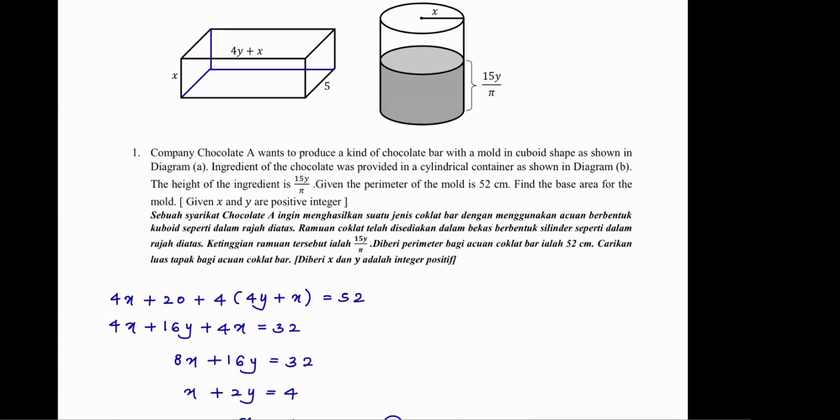I read the question again. The ingredient of the chocolate was provided in a cylindrical container. It shows in the diagram B. The height of the ingredient is 15Y over pi. Given the perimeter of the mold is 52, find the base area of the mold. So that means all this ingredient will go into here, right? Completely full, right?